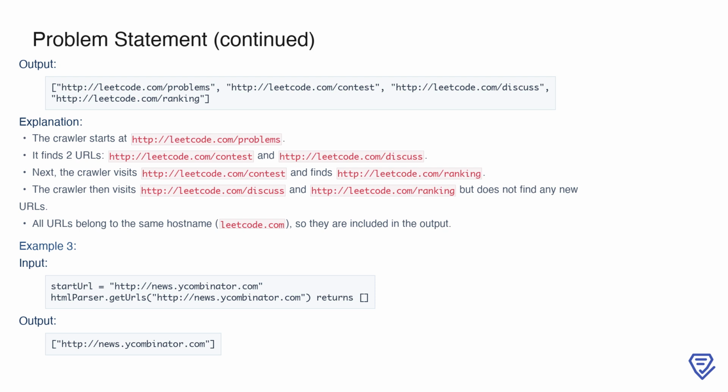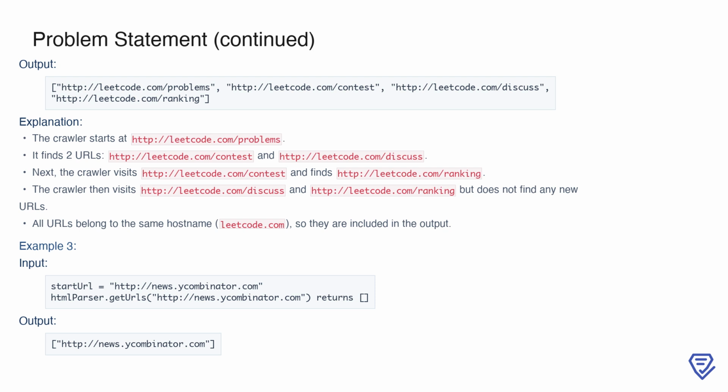Here, the start URL is http://LeetCode.com/problems. The crawler begins by fetching two URLs, http://LeetCode.com/contest and http://LeetCode.com/discuss. It then crawls http://LeetCode.com/contest and discovers another URL, http://LeetCode.com/ranking. When the crawler visits http://LeetCode.com/discuss and http://LeetCode.com/ranking, no additional URLs are found.